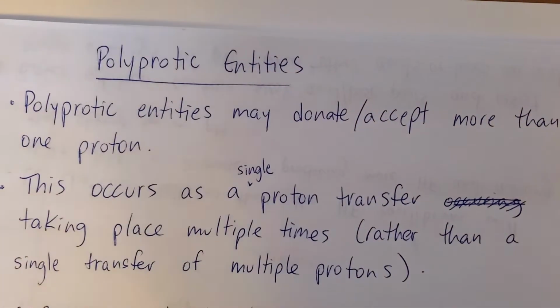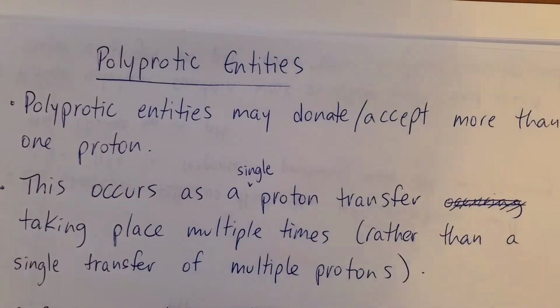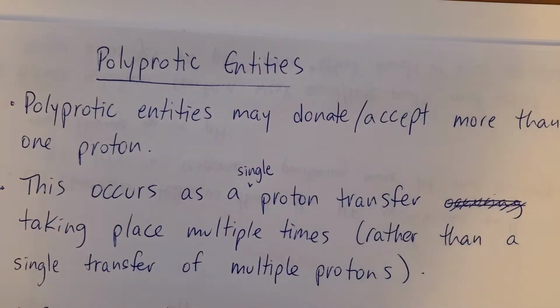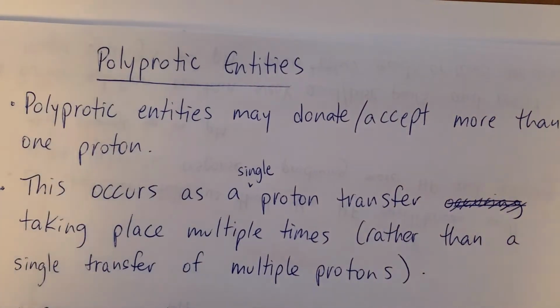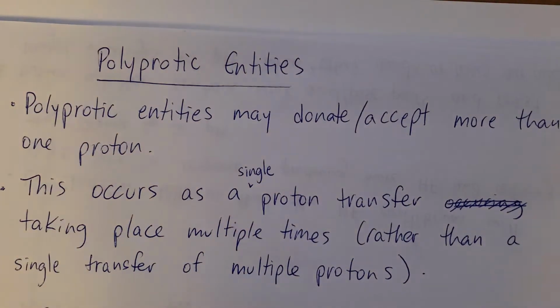All right, one last short topic I'm going to gloss over pretty quickly here. It's polyprotic entities. They may donate or accept more than one proton. That's implied by the name polyprotic. But this occurs as a single proton transfer that happens more than once, rather than a single transfer of more than one proton. And I'll explain what I mean.